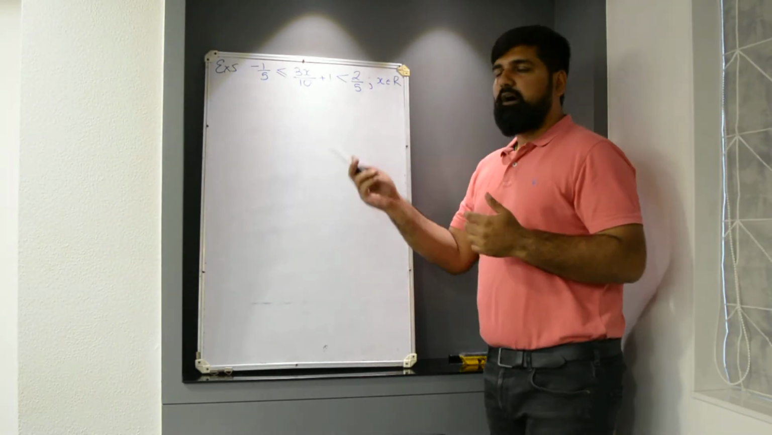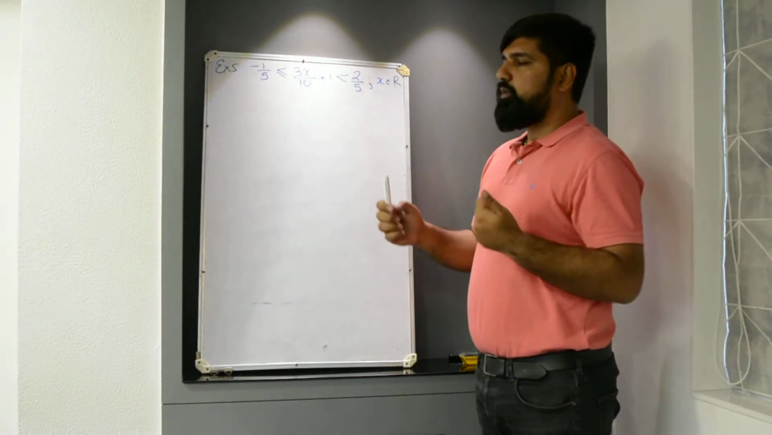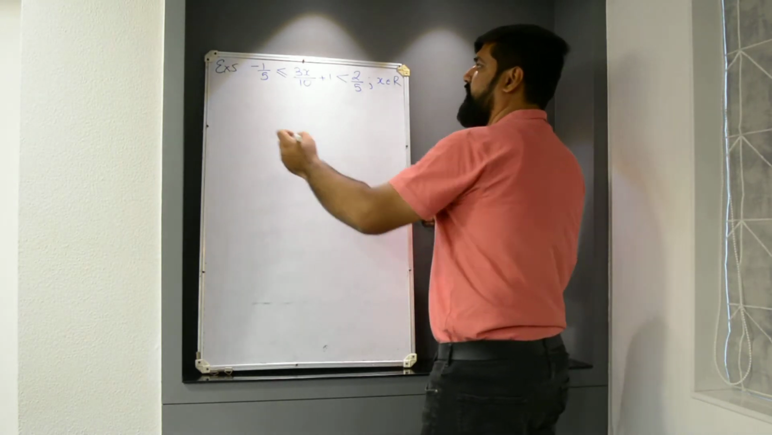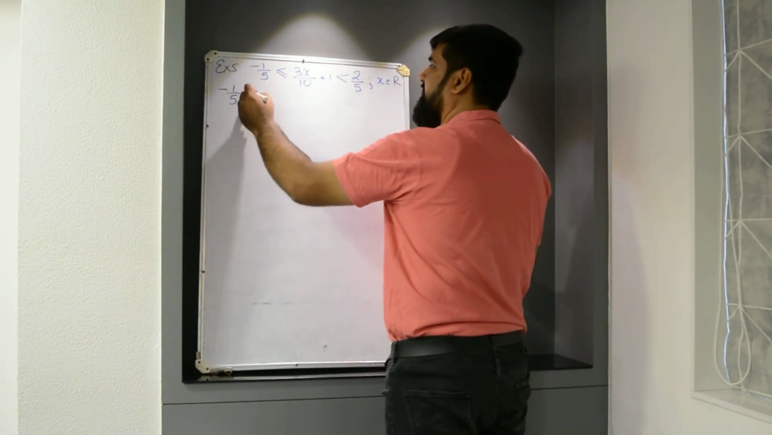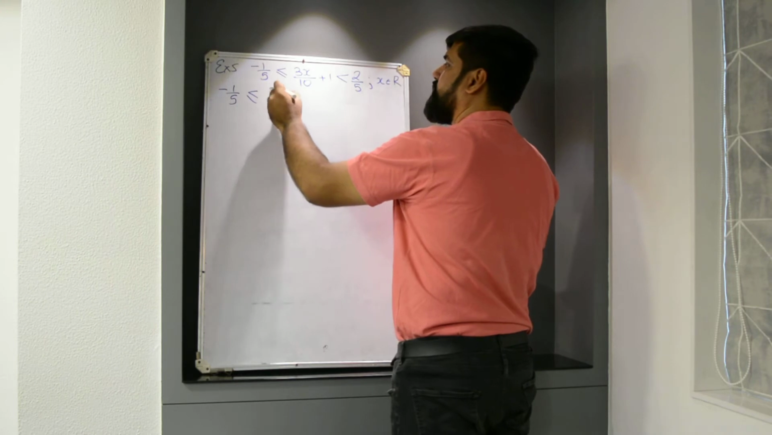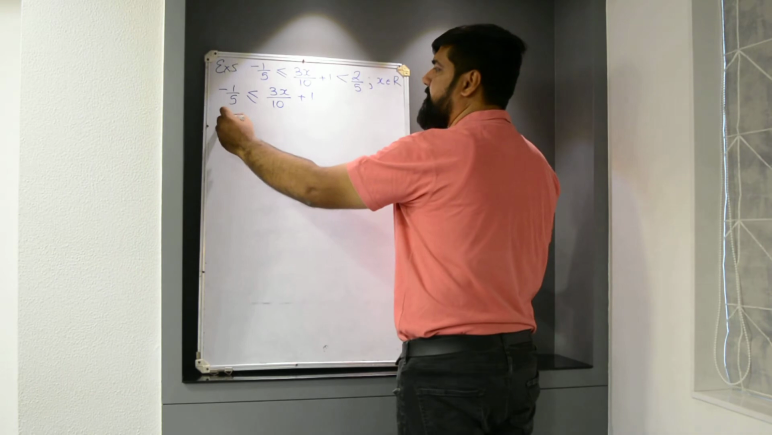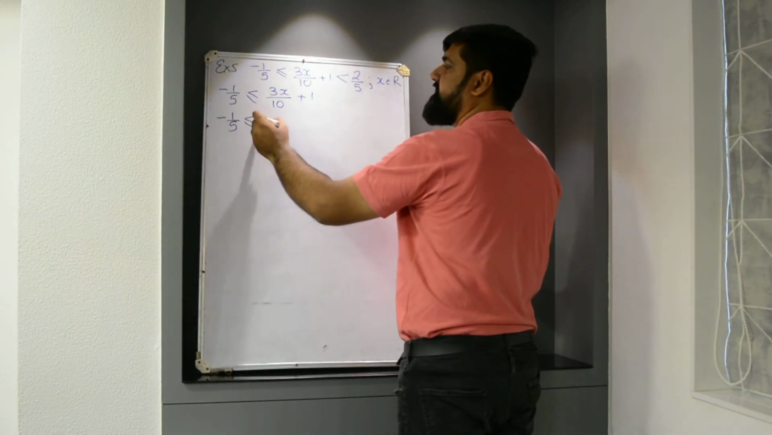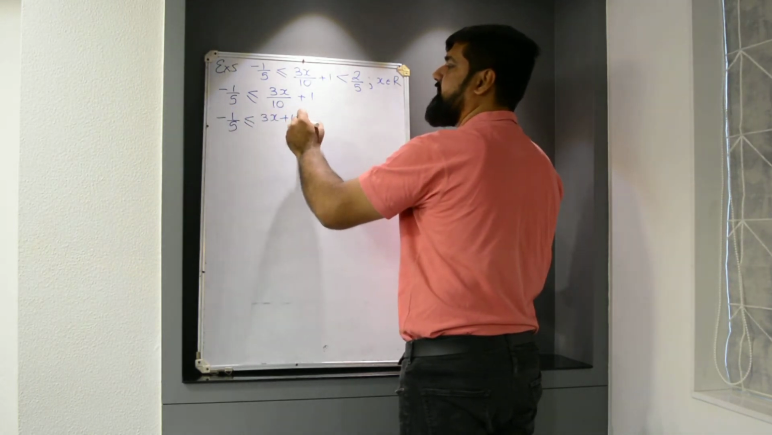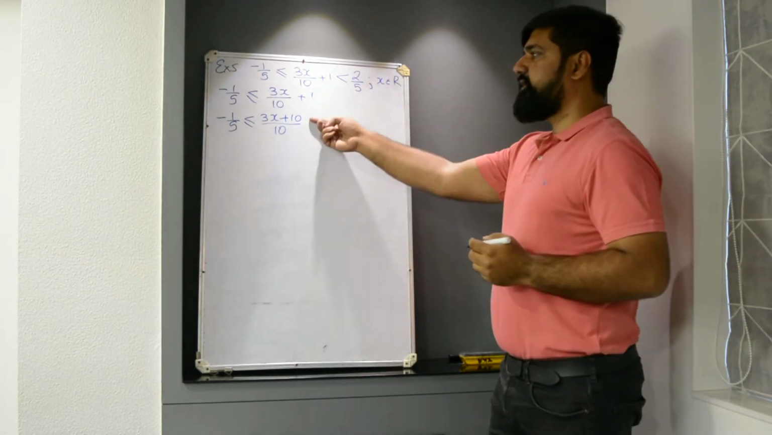Okay. So again we'll solve it the same way. We'll take one inequality at a time. So this will be minus 1 by 5 is less than or equal to 3x by 10 plus 1. So let us just take LCM. Minus 1 by 5 is less than or equal to 3x plus 10 upon 10. We took LCM on the right hand side.